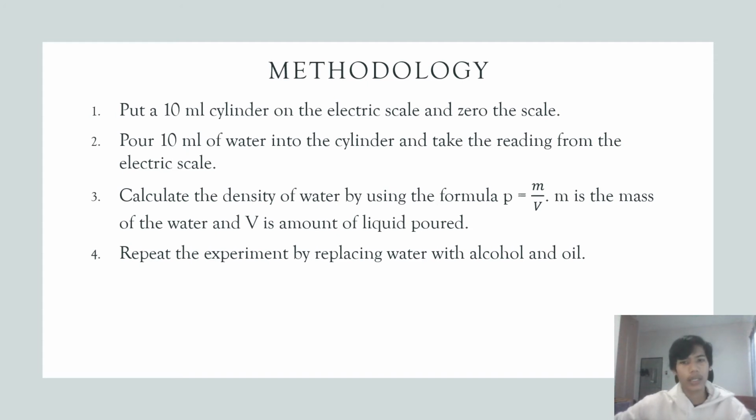Take note that in the formula on this slide, the V is capital V, not small v. Now, M is the mass of the water and V is the volume of liquid poured. Repeat the experiment by replacing the water with alcohol and oil.